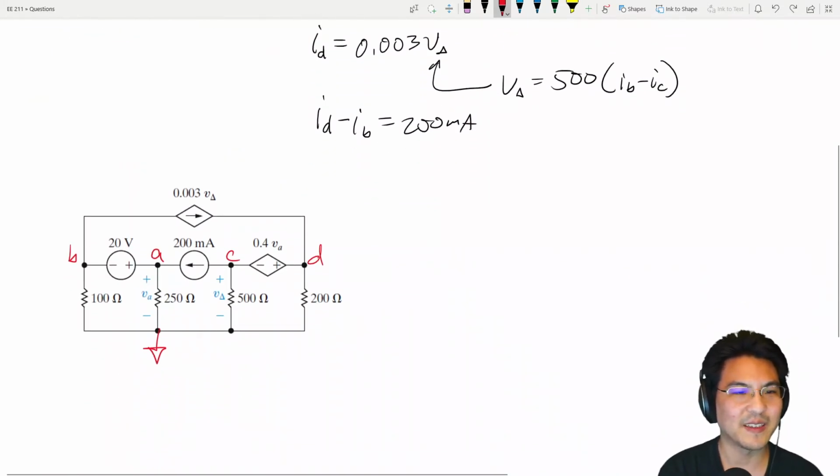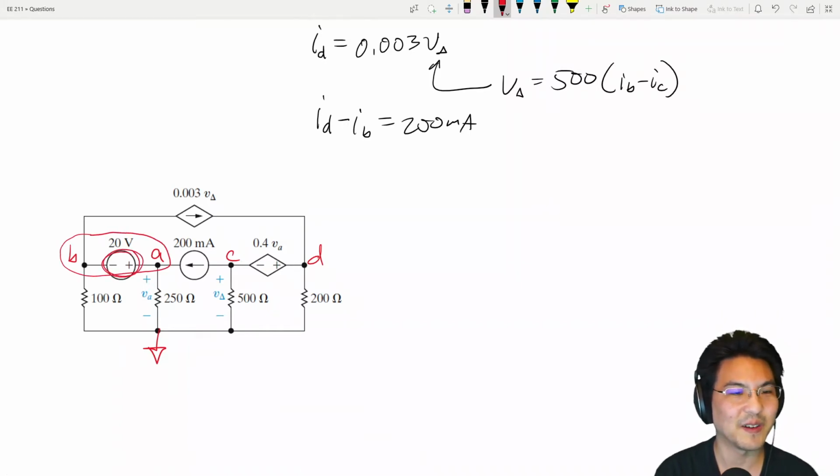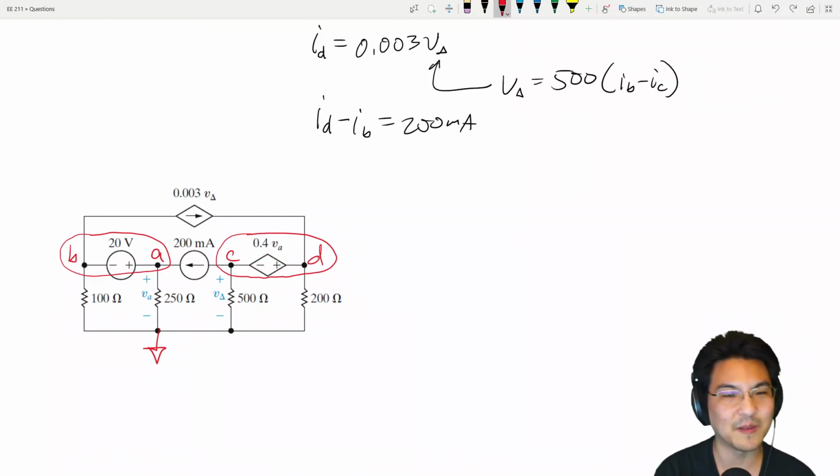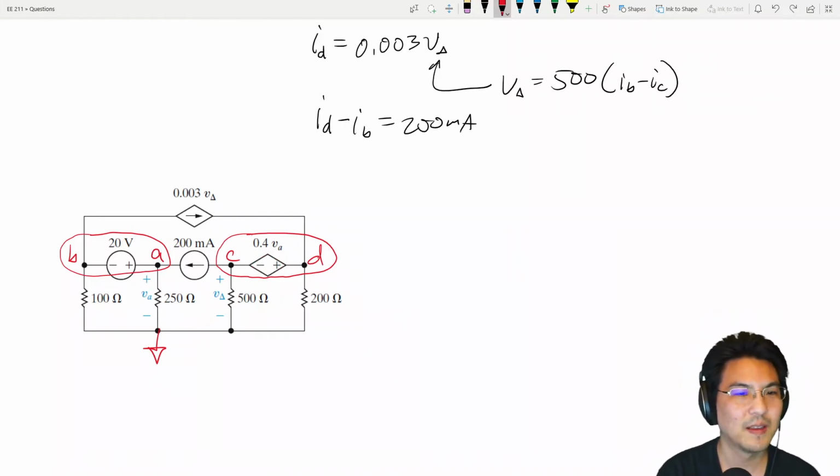And already I see that this is a supernode, right? Because we got 2 node voltages around this independent voltage source. And this is a supernode. We have these 2 node voltages around this voltage source. It's a dependent voltage source. Okay, so then we would just write the 2 KCL equations at these supernodes. So I can start doing that.